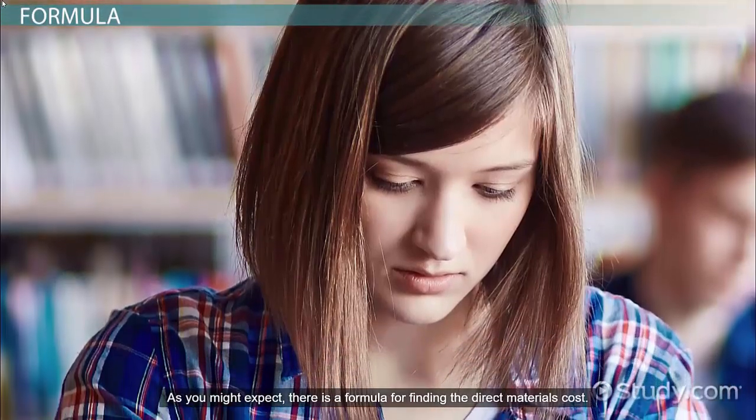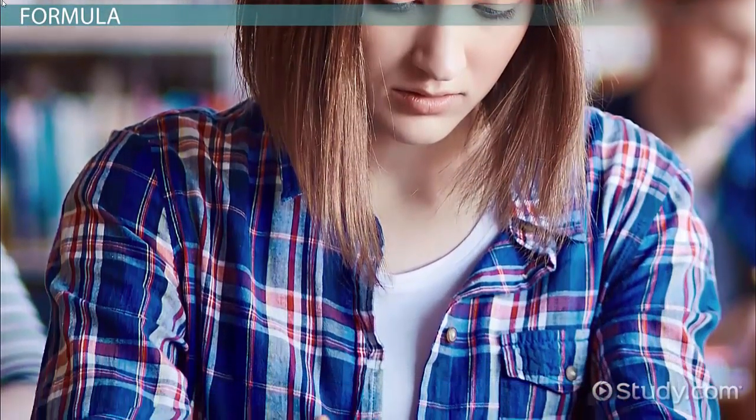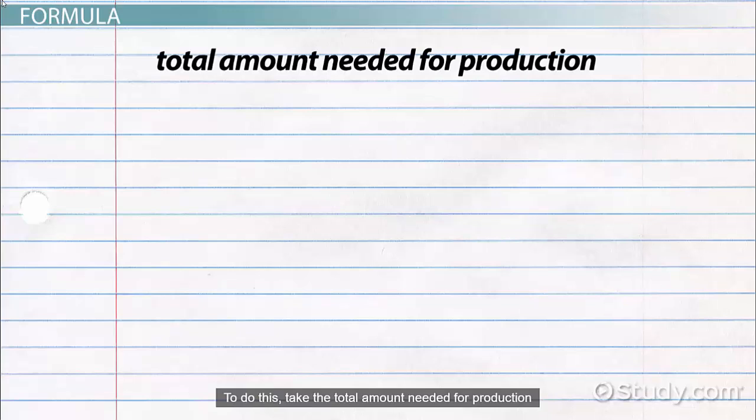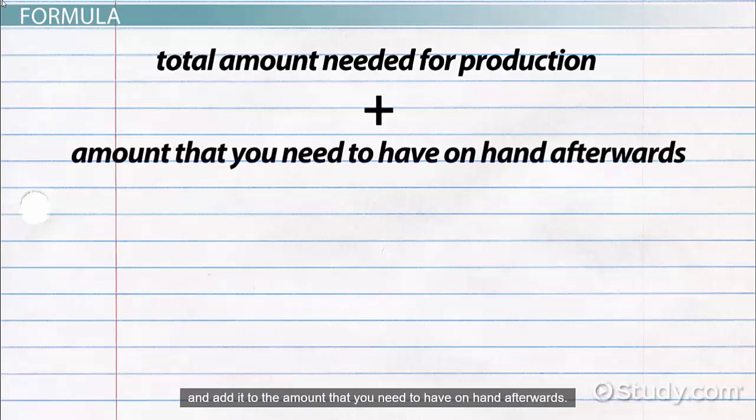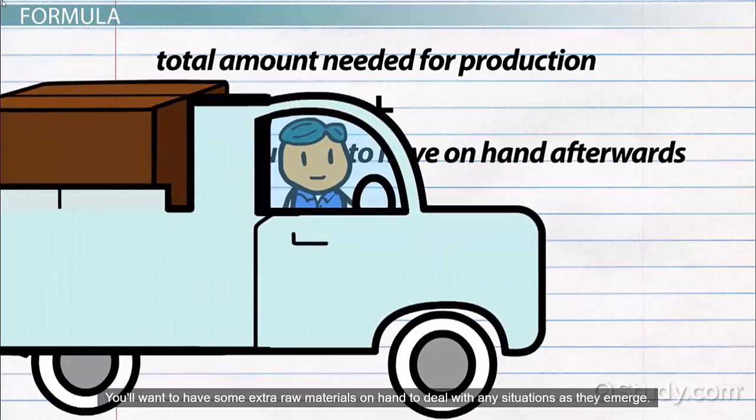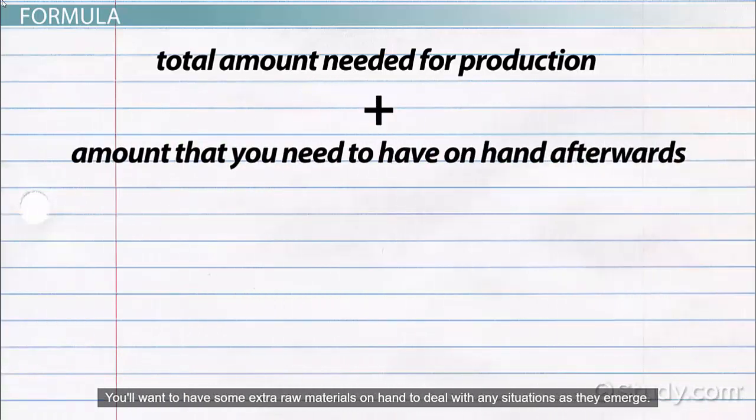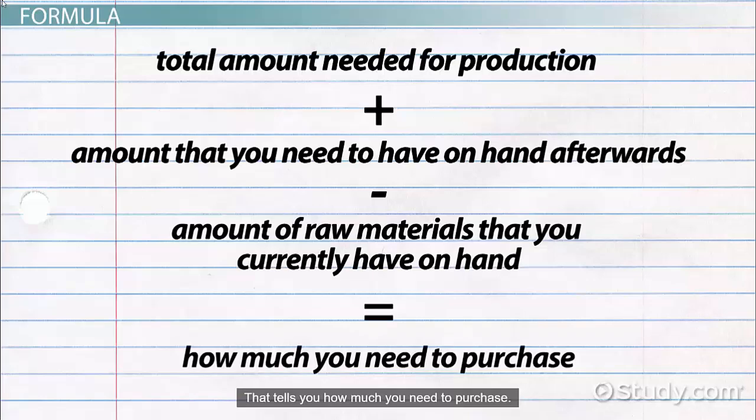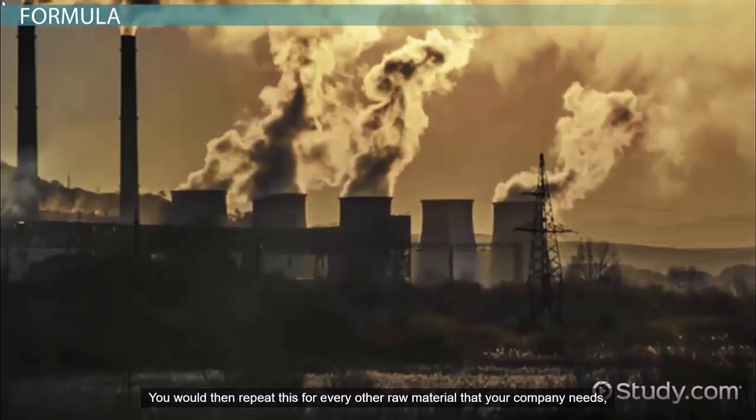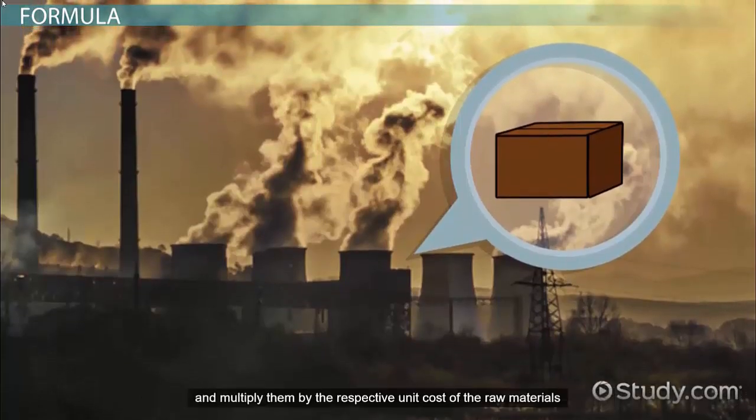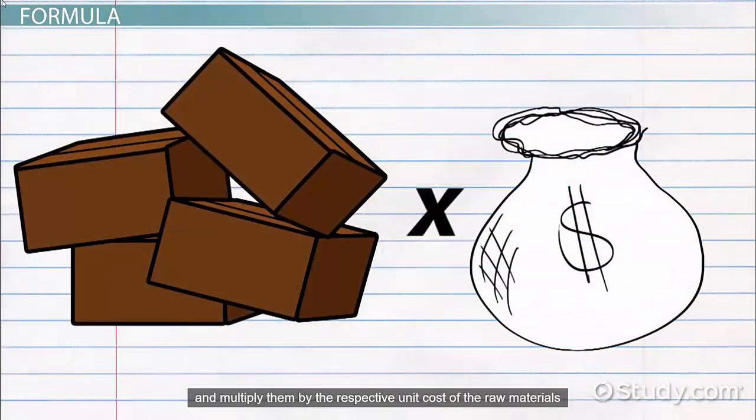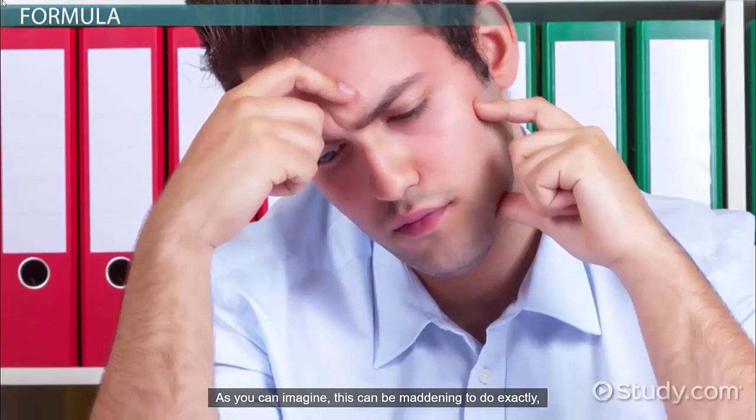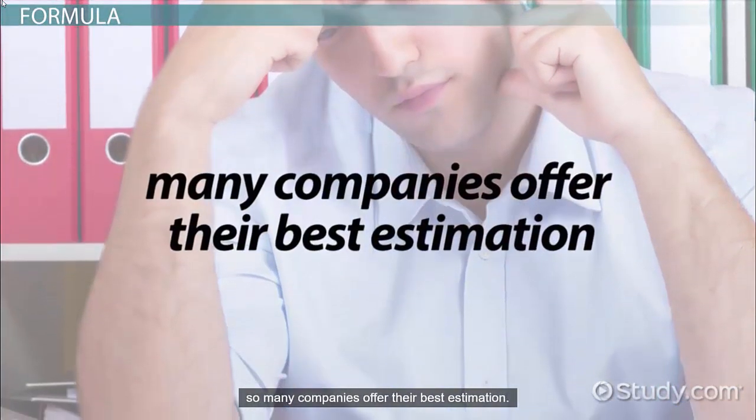As you might expect, there is a formula for finding the direct materials cost. First, we start by finding out how many raw materials are needed. To do this, take the total amount needed for production and add it to the amount that you need to have on hand afterwards. You'll want to have some extra raw materials on hand to deal with any situations as they emerge. From that number, subtract the amount of raw materials that you currently have on hand. That tells you how much you need to purchase. You would then repeat this for every other raw material that your company needs and multiply them by the respective unit cost of the raw materials to find out what your direct materials cost would be. As you can imagine, this can be maddening to do exactly, so many companies offer their best estimation.